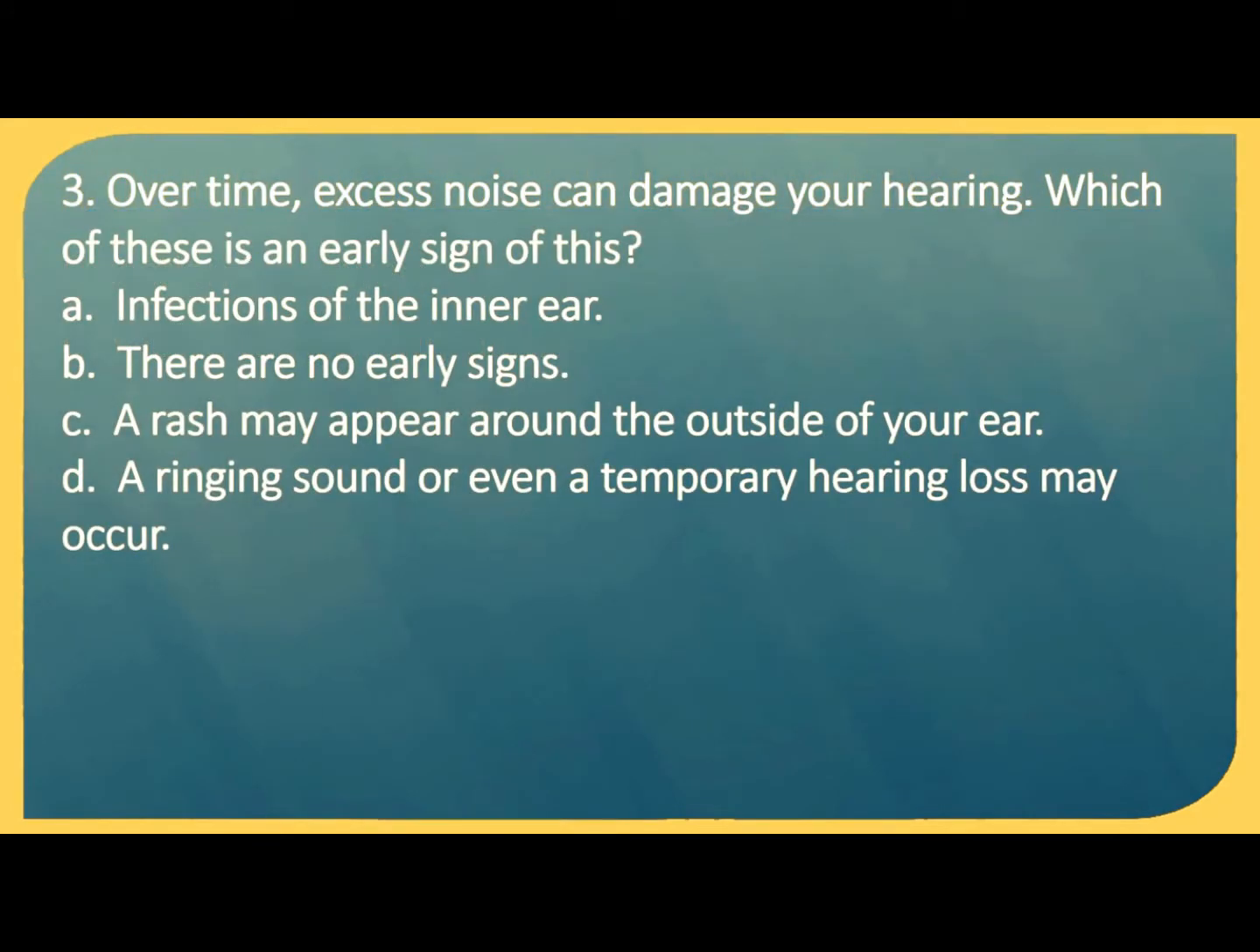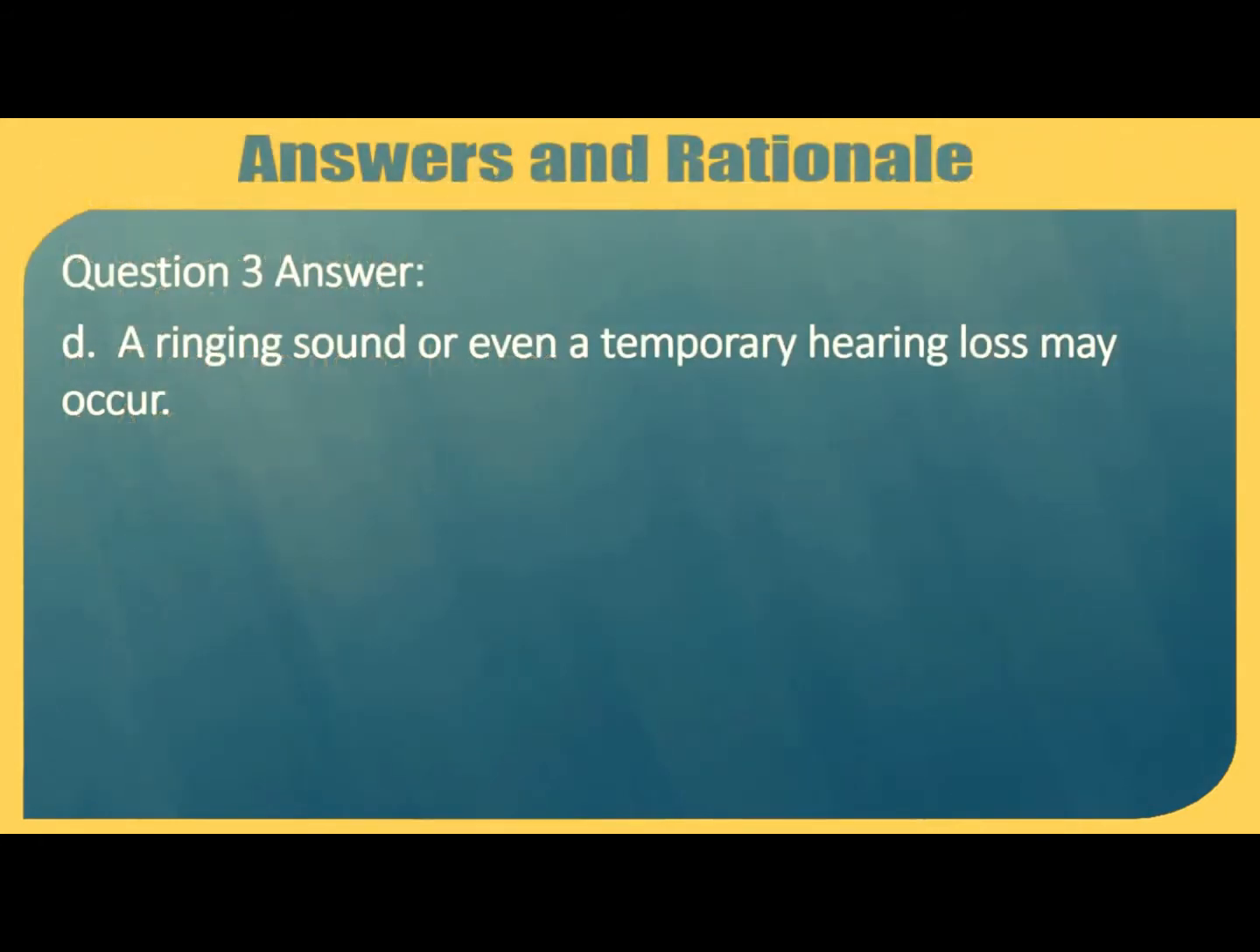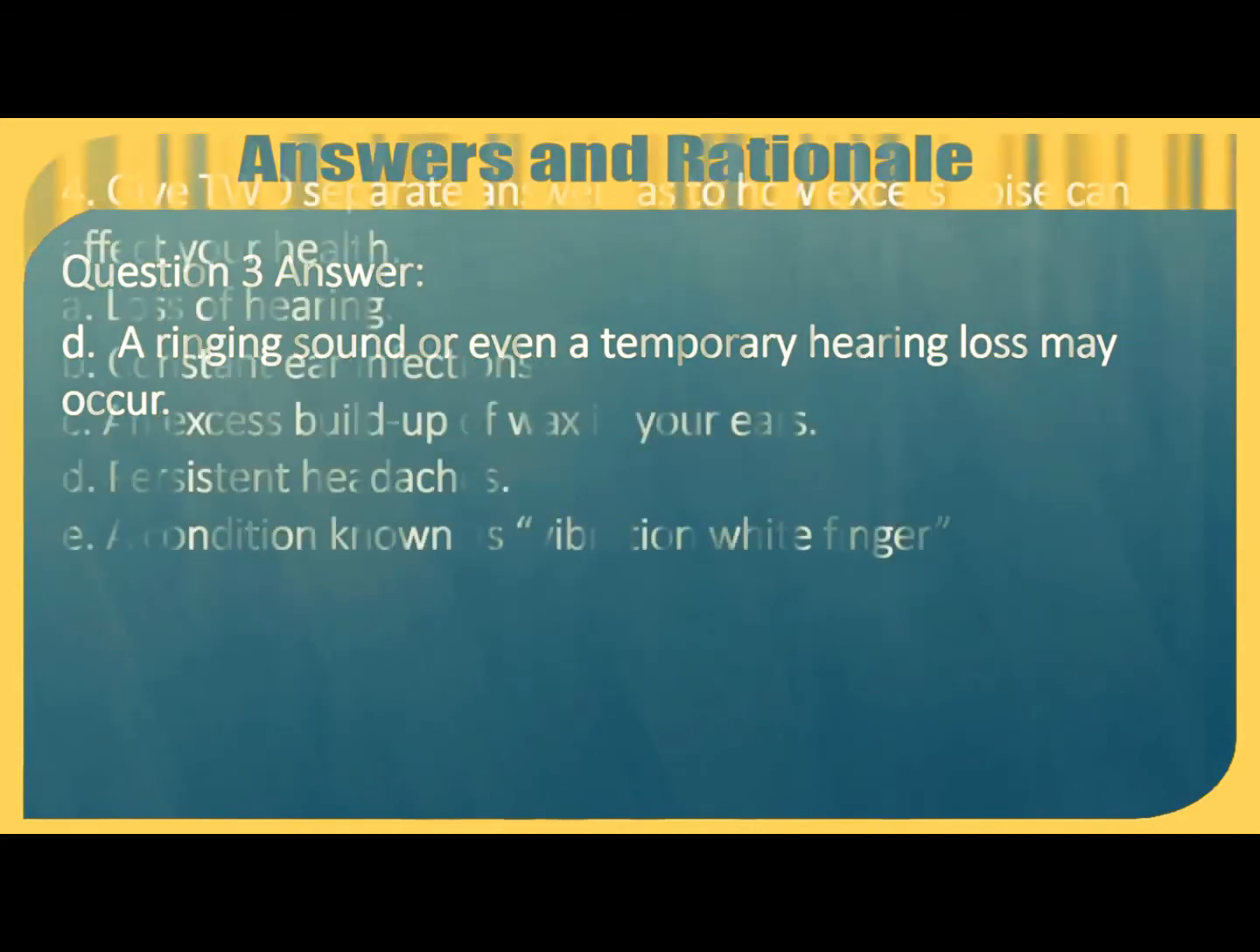Question 3. Over time, excess noise can damage your hearing. Which of these is an early sign of this? A. Infections of the inner ear. B. There are no early signs. C. A rash may appear around the outside of your ear. D. A ringing sound or even a temporary hearing loss may occur. Question 3 Answer, D. A ringing sound or even a temporary hearing loss may occur.